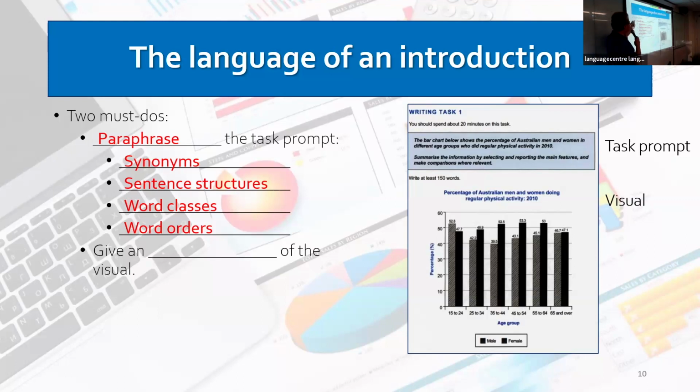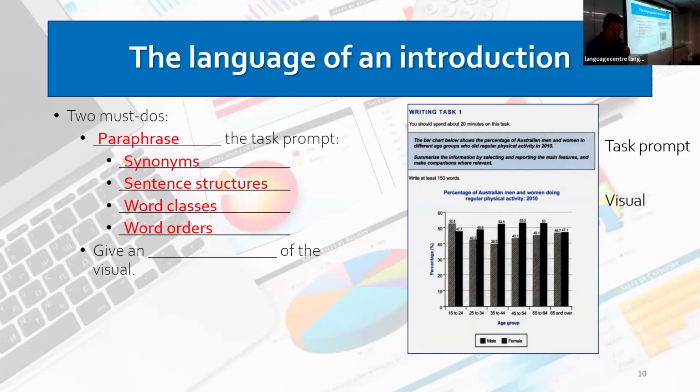Okay. In your introduction, you paraphrase the task prompt first. Here you can see there are 2 paragraphs. Ignore the second one because it's always the same: Summarize the information by selecting and reporting the main features and make comparisons where relevant. This is applicable to all writing tasks in Task 1. So you can safely ignore this and just focus on the first part of the task prompt, like the bar chart below shows the percentage of Australian men and women, blah, blah, blah. Focus on paraphrasing this part.